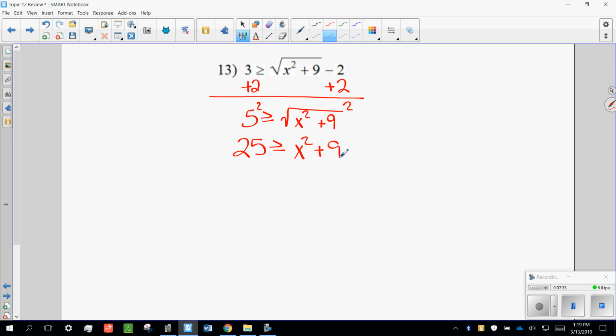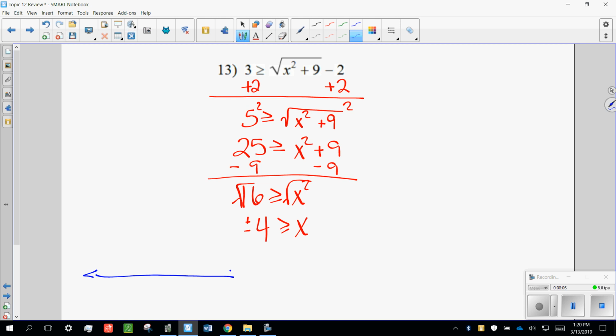All right, so there's a couple things that we could do here. We could move the 25 over, or we could factor it. We could subtract 9 from both sides, and we would have 16 greater than or equal to x squared. And then we take the square root of both sides. X less than or equal to, we'll do a plus or a minus 4. Positive or negative square root of 16. But then we could do a number line. We could do a sign chart. Negative 4 and 4.